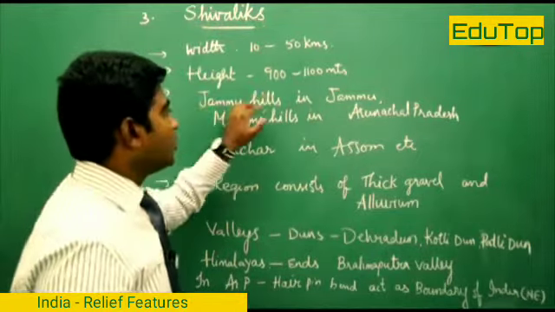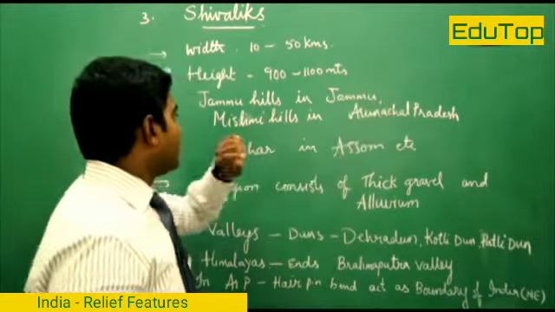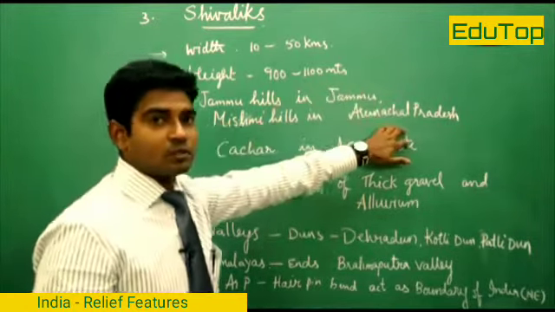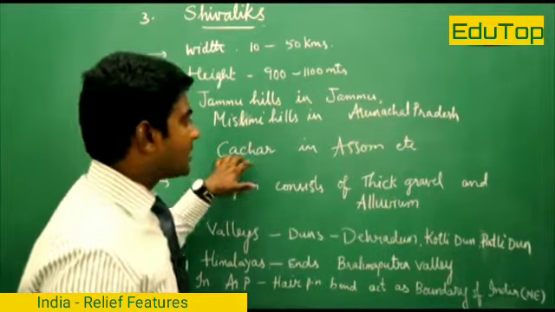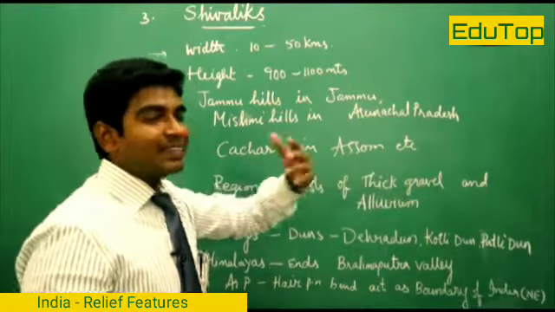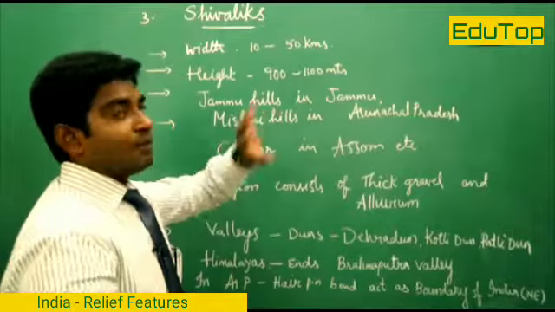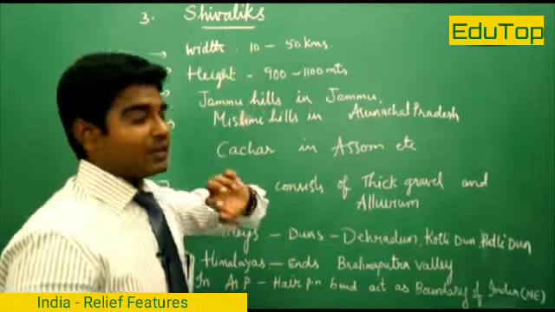These Shivaliks are called by different names in different regions. Let us say they are Jammu Hills in the Jammu and Kashmir region. They are called Mishmi Hills in Arunachal Pradesh. They are called Kachar in the Assam region. Like that they have regional names, but the overall name we have is the Shivalik region.